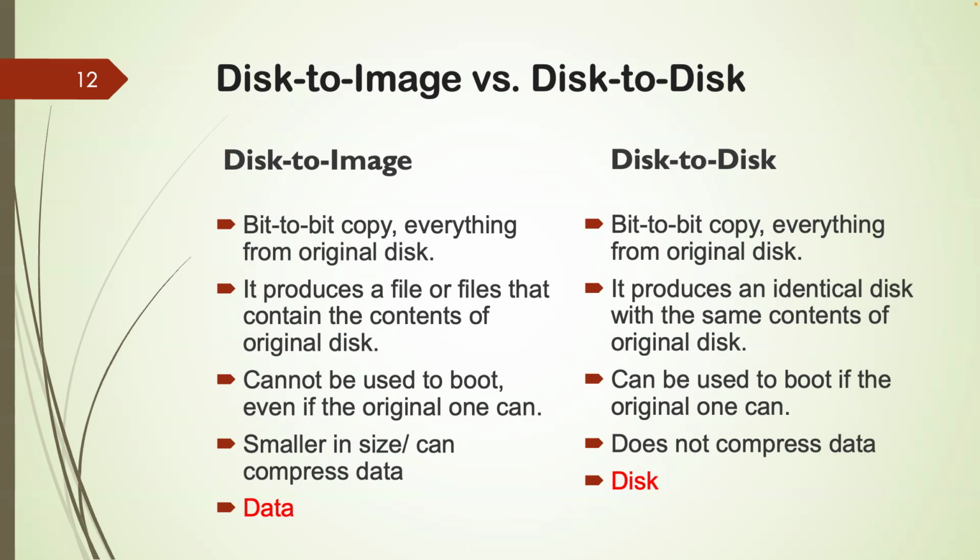Disk to image is smaller in size because of two reasons. First, data compression, that's one option that you get here. The other is that you are not copying the empty spaces, which you do copy when you are doing disk to disk. The other one doesn't provide you this option. The resultant file that you will have in disk to image will be a data file, like an ISO file or something like that, whereas in disk to disk, you will have a complete running disk that you can use.